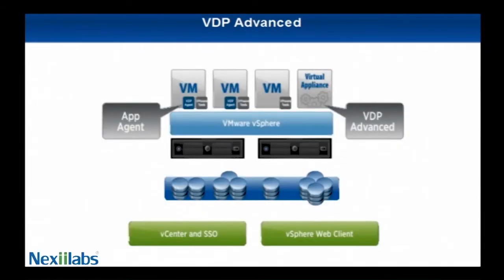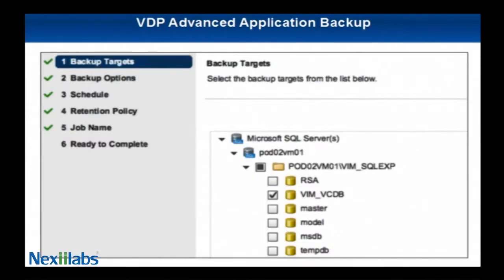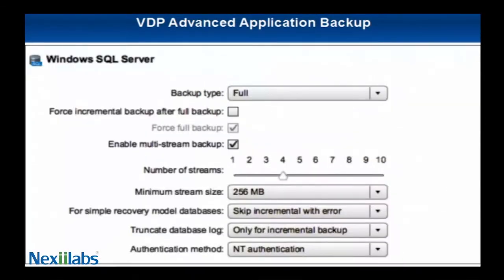VDP Advanced application agents are downloaded using the vSphere web client and are installed in the guest operating system, if the virtual machine is running Exchange Server, SQL Server, or SharePoint. VDP Advanced adds the ability to properly back up and restore Exchange Server, SQL Server, and SharePoint. Application agents are installed in the guest OS of the virtual machines running these applications. VDP Advanced leverages these agents to back up and restore the application databases. Using an application agent enables application-consistent backups and provides support for other options such as full, differential, or incremental backups, enabling multi-stream backup and database log management.